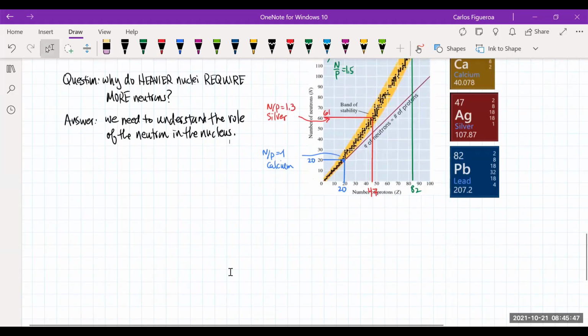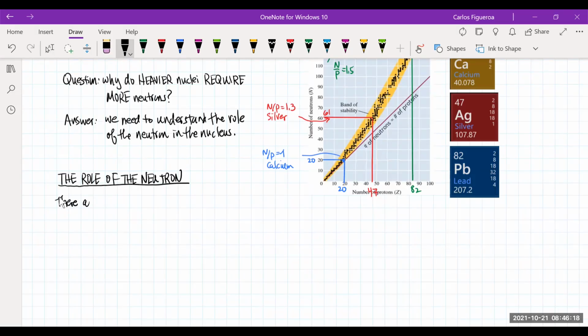So here we go. The role of the neutron. The role of the neutron. So in order to understand what the neutron does, we have to recognize two things.